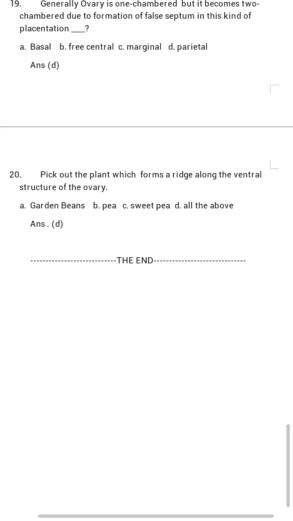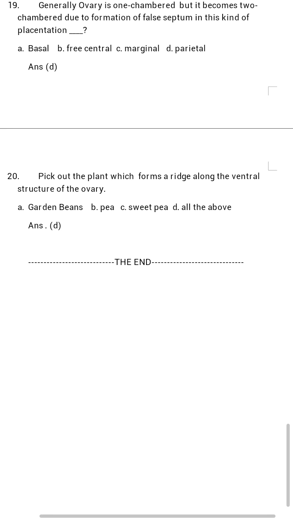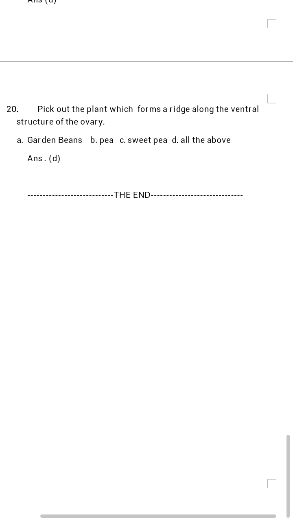Okay, now let us discuss the last question in this session. Pick out the plant which forms a ridge along the ventral structure of the ovary. Option A garden beans, option B pea, option C sweet pea, option D all the above. So the correct answer for this question is option D, all the above. In all the plants, a ridge is forming ventrally, and to that the ovules are attached in the ovary. That belongs to marginal placentation.